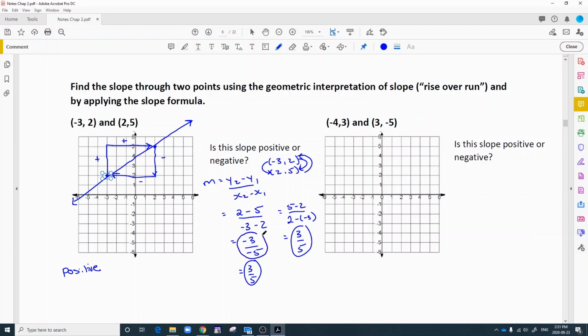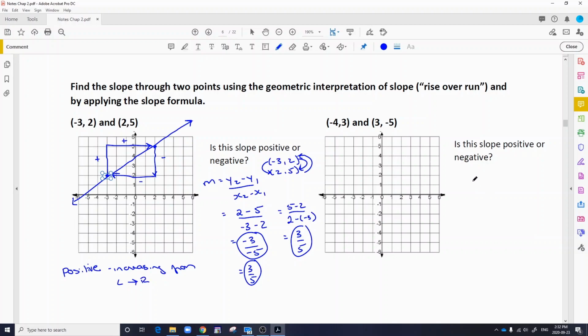Or I could go down, which is a negative direction, and left, which is a negative direction. So when you're graphing a positive slope, you have to go the same sign. So up and right, two positive directions, or down and left, two negative directions. But both of those will end up with a positive slope. A positive slope is one that is increasing from left to right.